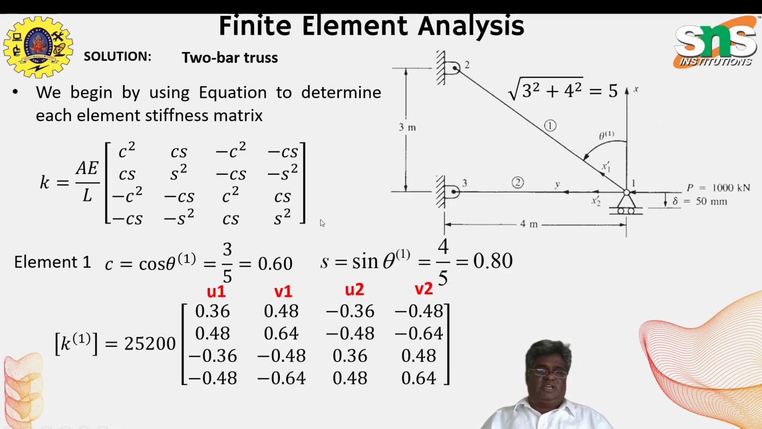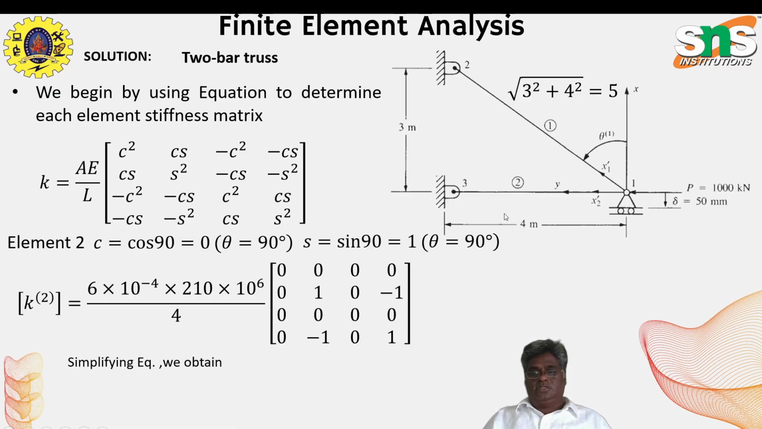The next step, we calculate the stiffness matrix for element 2 in a similar way. For element 1, AE divided by L simplifies to 25,200.